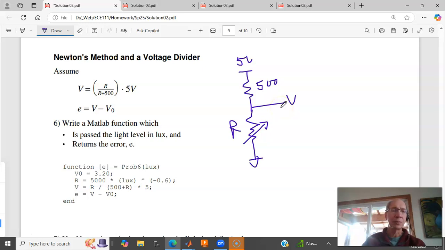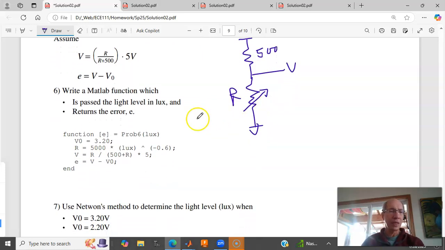I measure the voltage. If I measure 3.2 volts, what's the light level? Well, to calculate that using numerical methods, I'm going to guess the light level, calculate the resistance, calculate the voltage, then return the difference between the voltage and what I measured, 3.2. Now guess the light level, keep iterating until the error is 0, f of x equals 0.